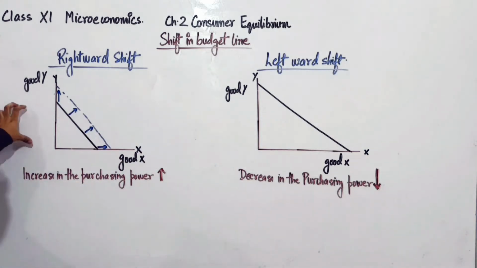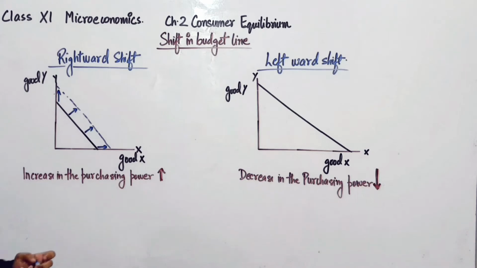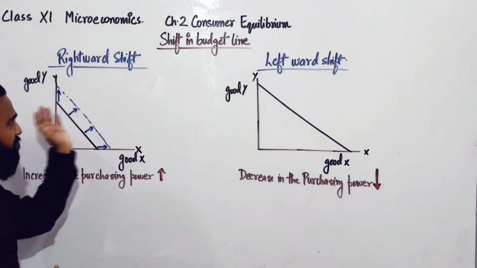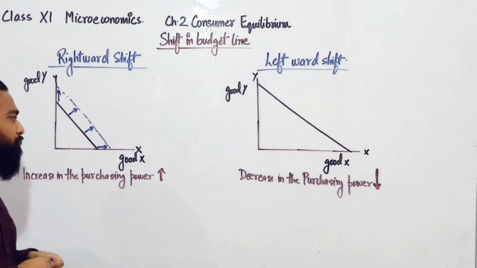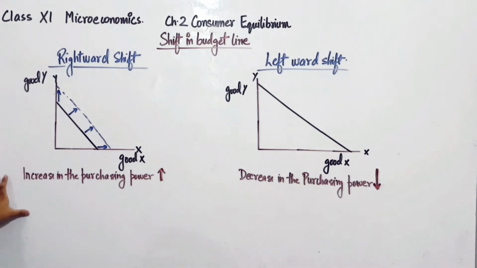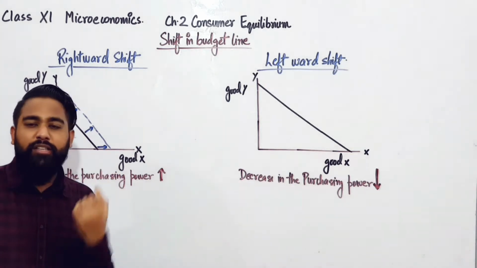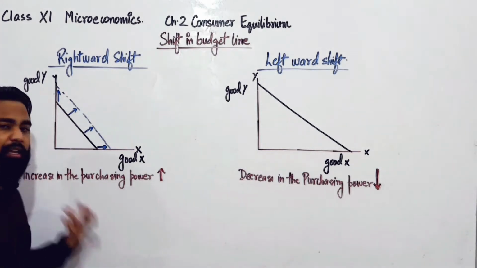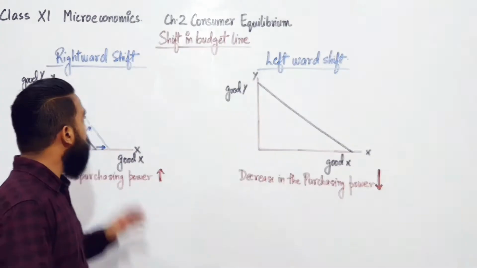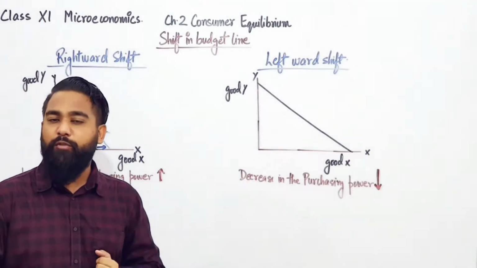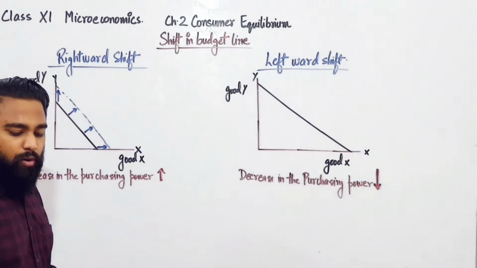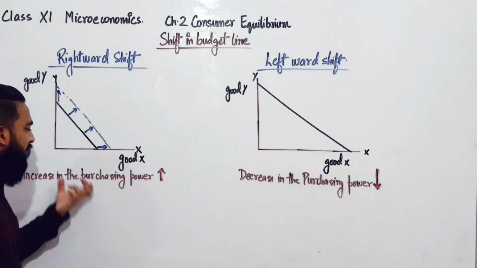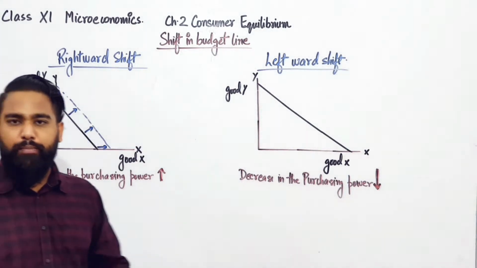Fine. Now, why this rightward shift? Why does the budget line shift towards the right? The main reason is that the purchasing power of a consumer increases. If there is an increase in the purchasing power, then there will be a rightward shift. Fine. Now, how can the consumer achieve the increase in purchasing power?